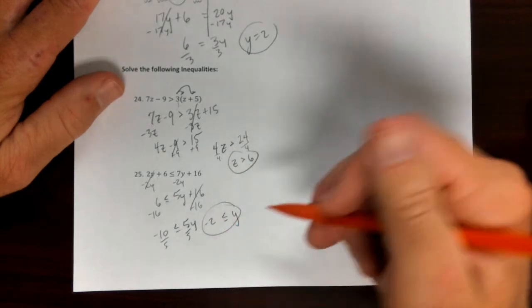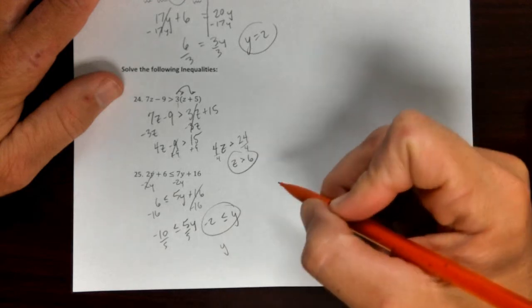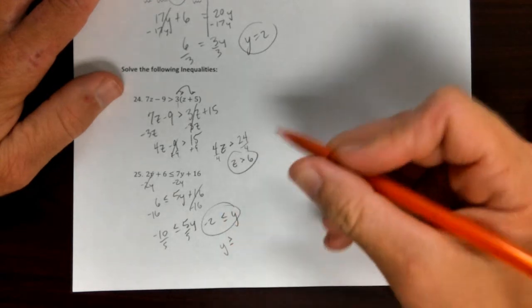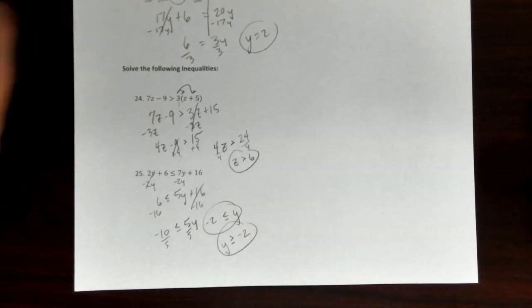Now again, if you want to write it with the variable in front, so it looks like this, that's fine. The y comes first. It's opening towards the y, so I need to flip my inequality sign around and make it open towards the y. That's the same answer. Easy breezy, lemon squeezy.